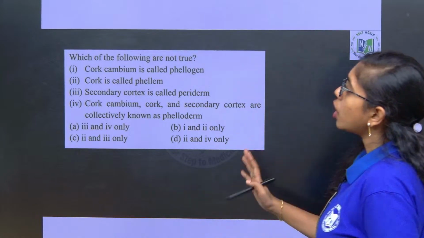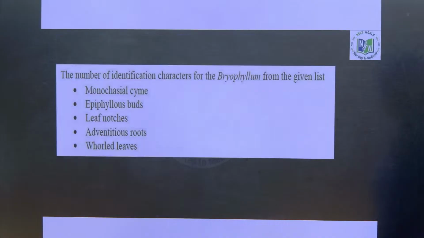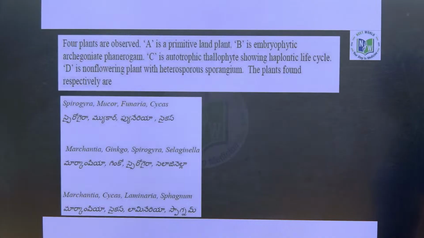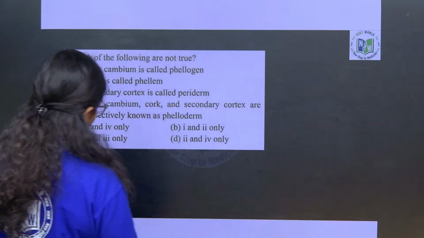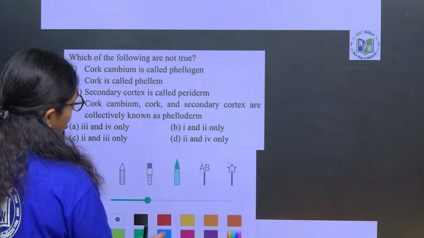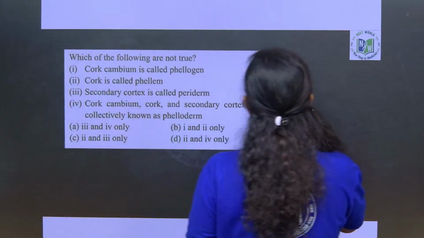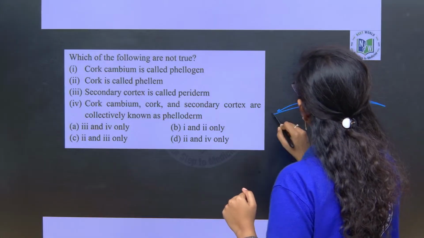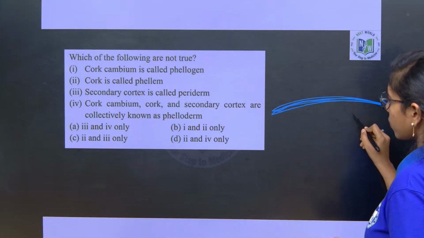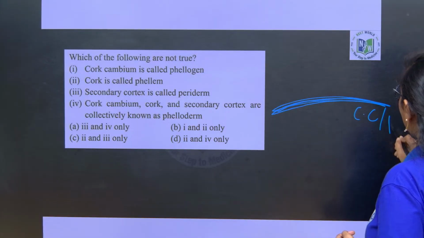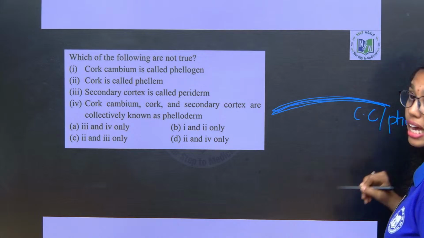And next, which of the following is not true? After this, we will be solving 2 more questions and ending the session. So, stay active. Which of the following is not true, he is asking. So, here cork cambium, first you listen here properly. Cork cambium is the secondary meristem in the cortex region, right. So, cork cambium is also called as phellogen, correct.